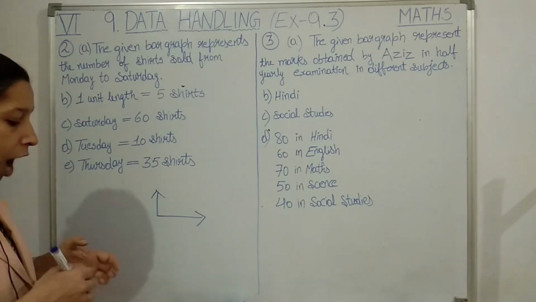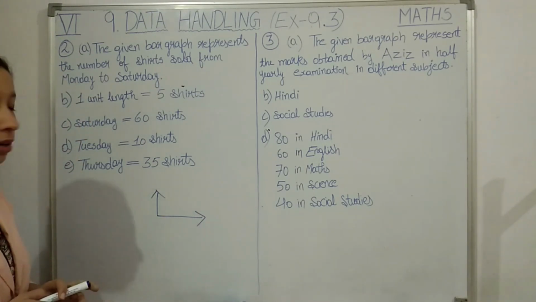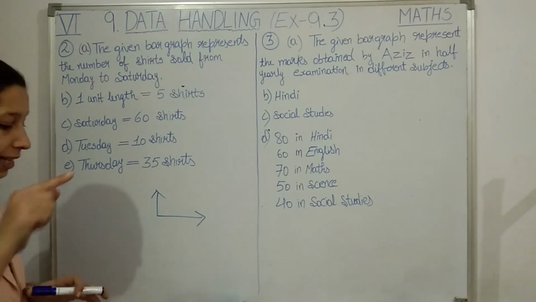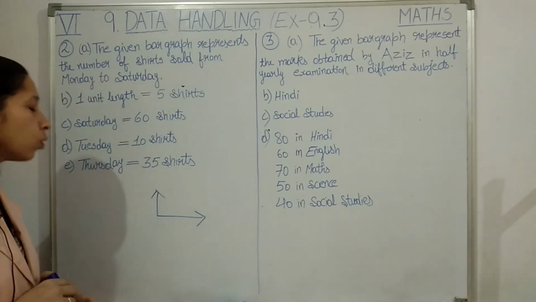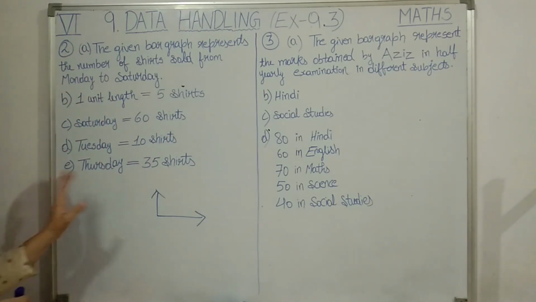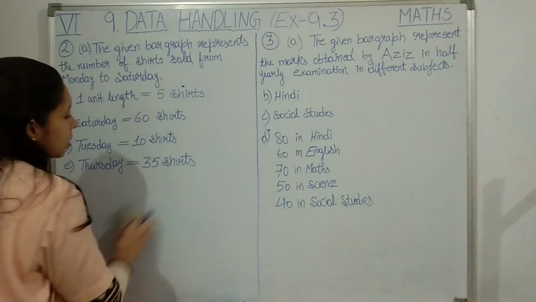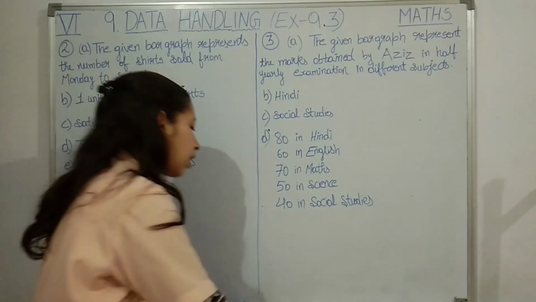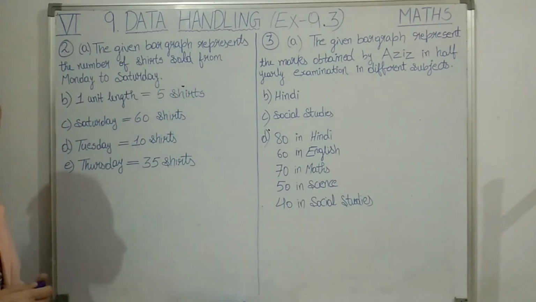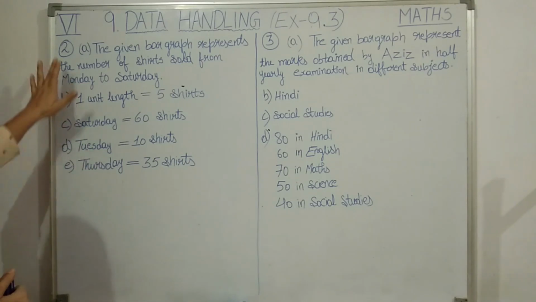Point number E, how many shirts were sold on Thursday? So go to Thursday and see where the bar is going. It is going up to 35. So we have written Thursday is equals to 35 shirts. So it is very simple. Just observe the bar graph, understand the bar graph, and according to that you are going to answer the questions. So this was question number 2.